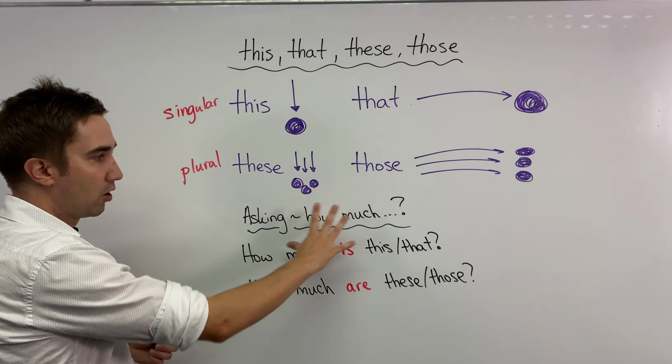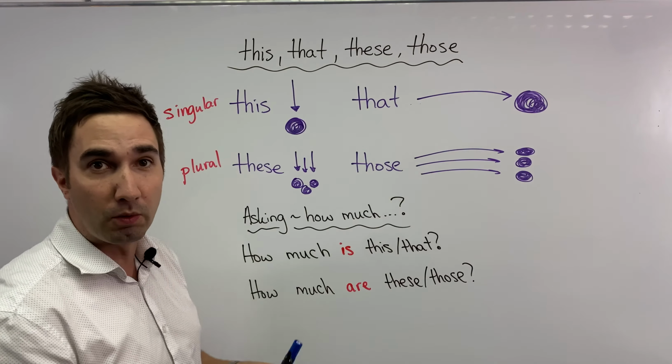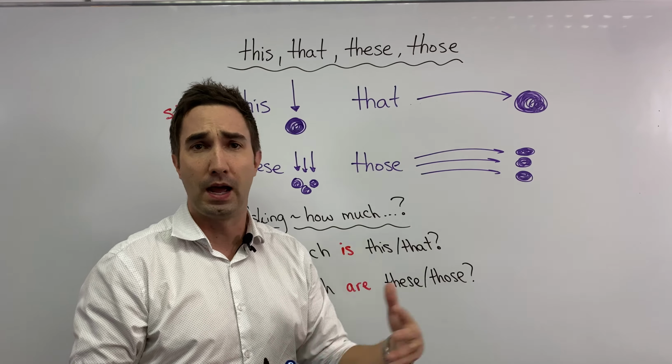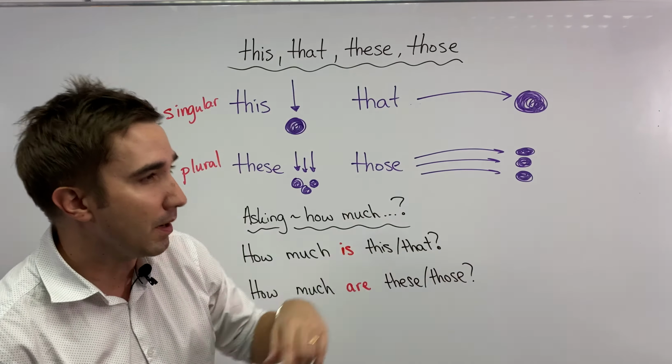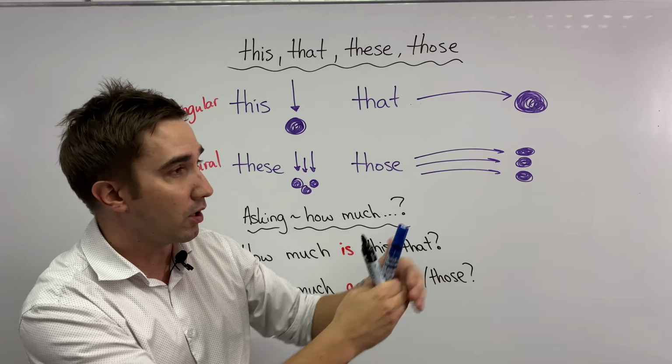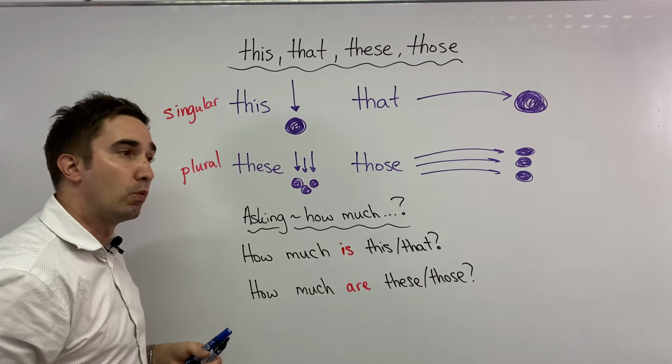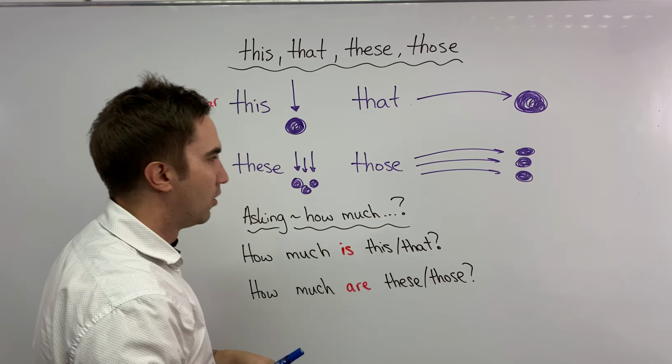Now, these are common, maybe if we're shopping and I want to ask somebody in the shop, how much, right? How much is that, right? Maybe I'm looking at something across the counter and I say, how much is that? Or if it's more than one thing, how much are those?